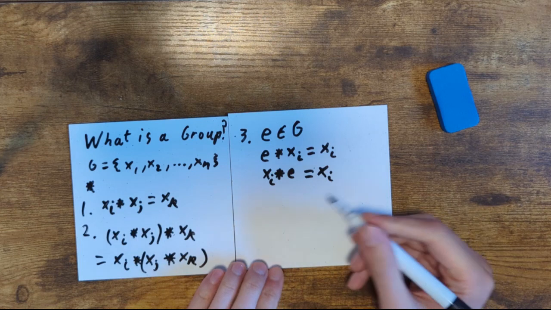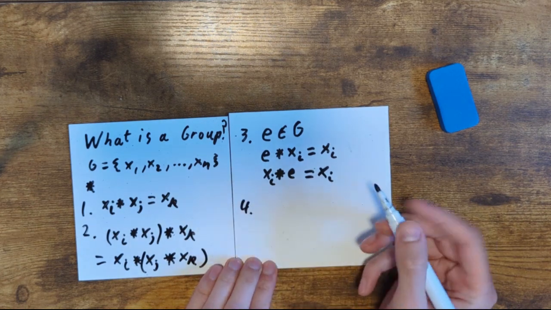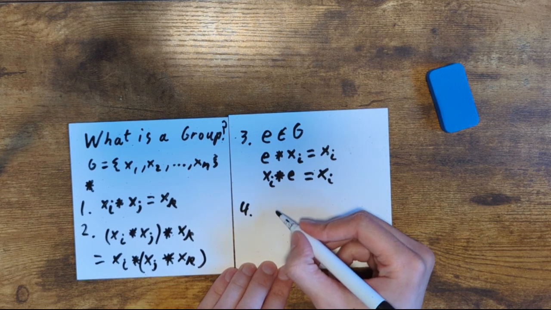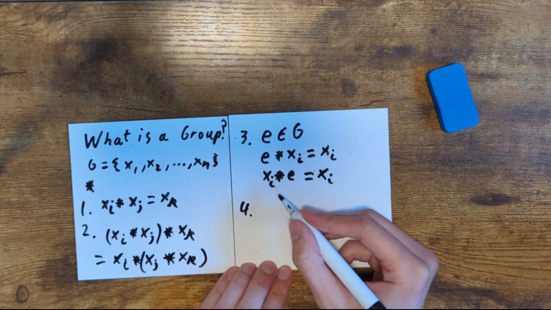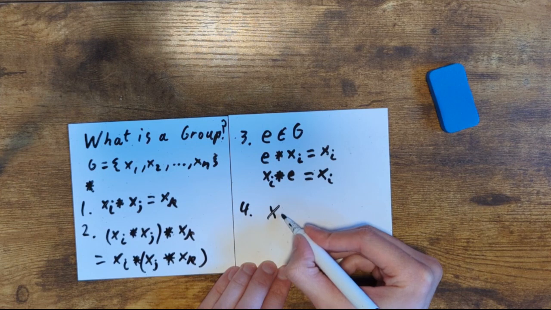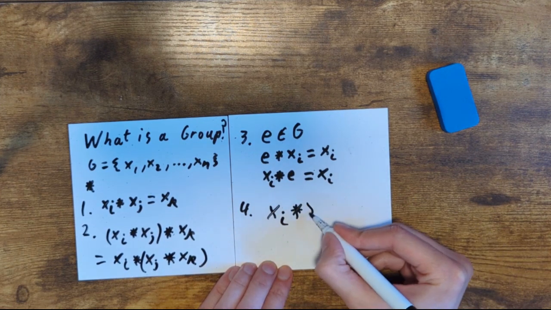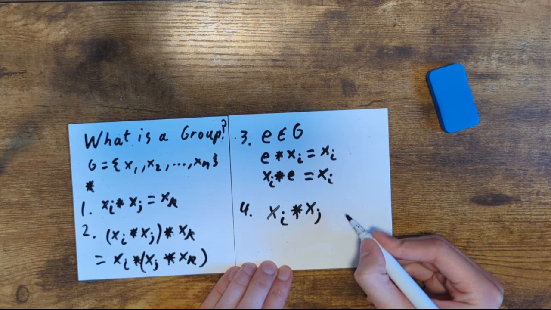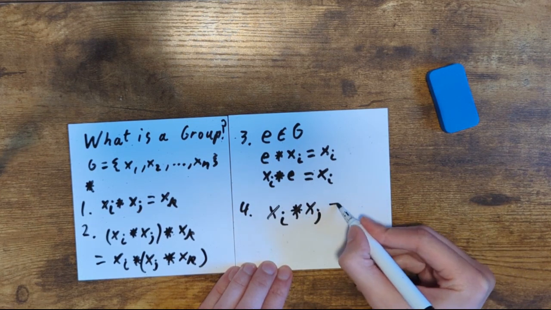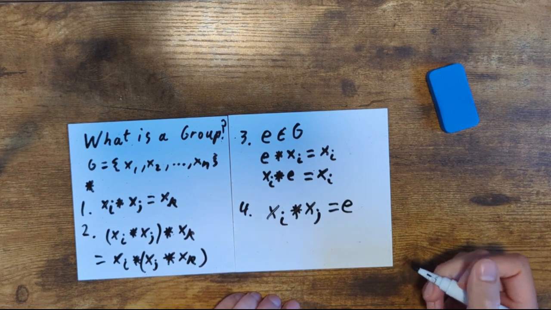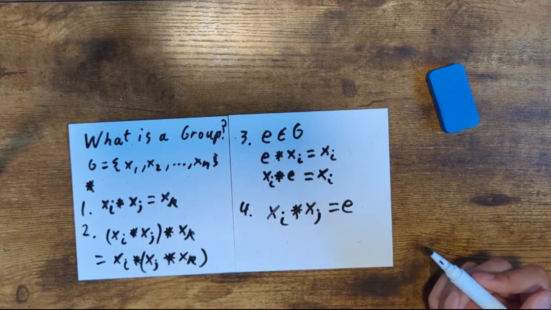Then we have the fourth property, which is that we have an inverse. If we pick some xi from the group, then there needs to be another element of the group such that we can get to the identity again. So we could say they're inverses.